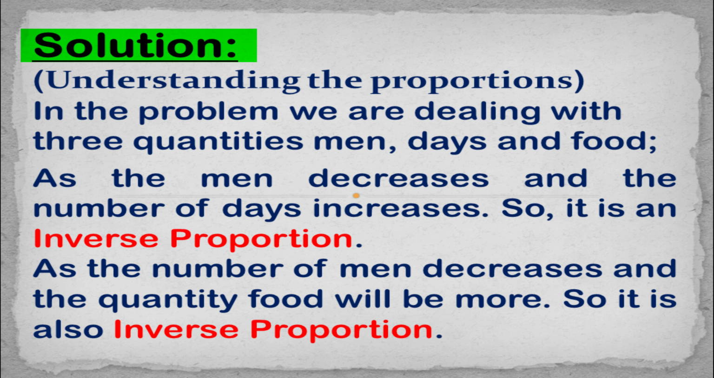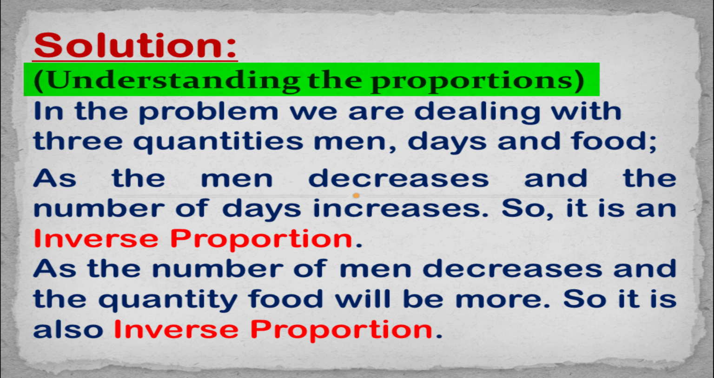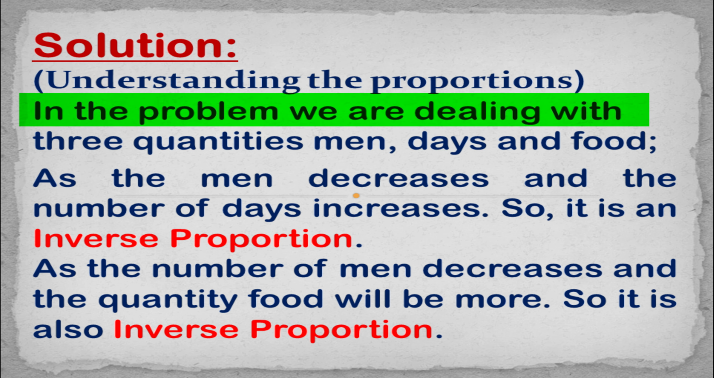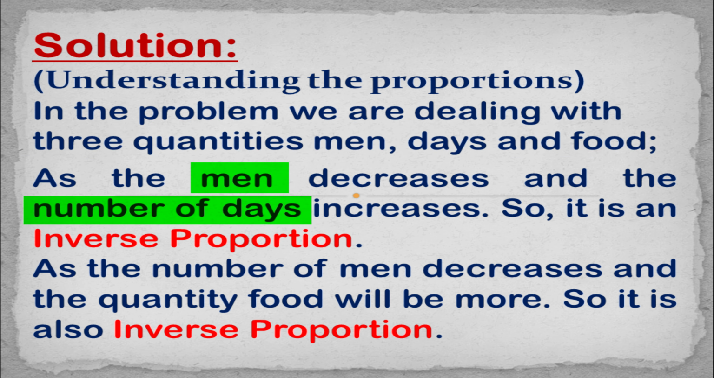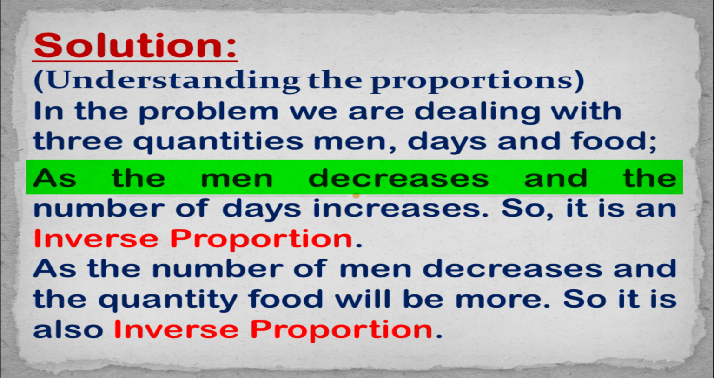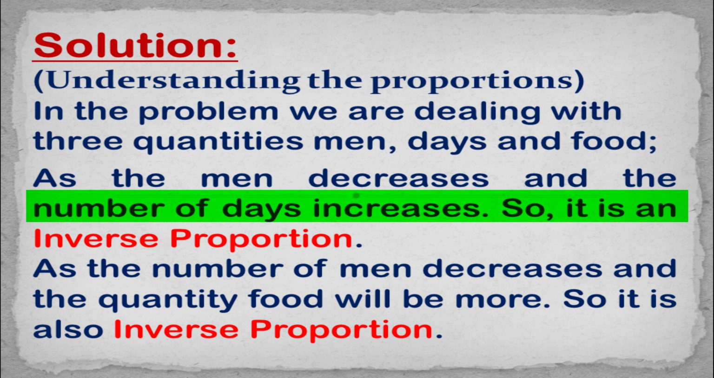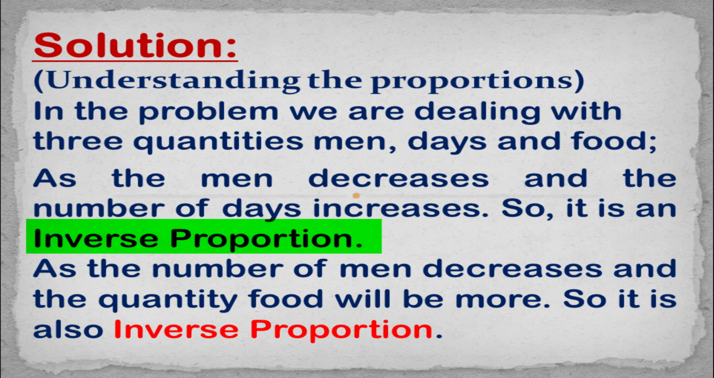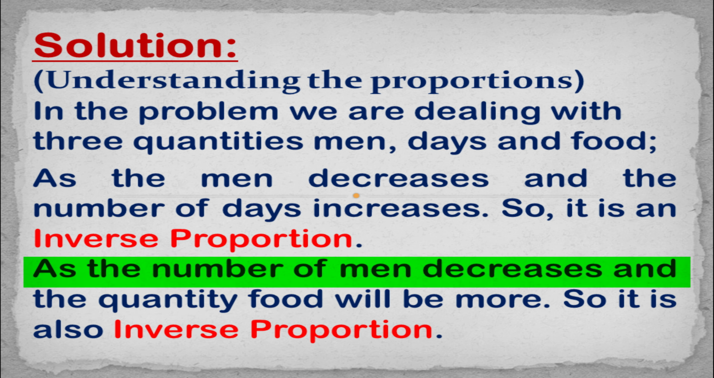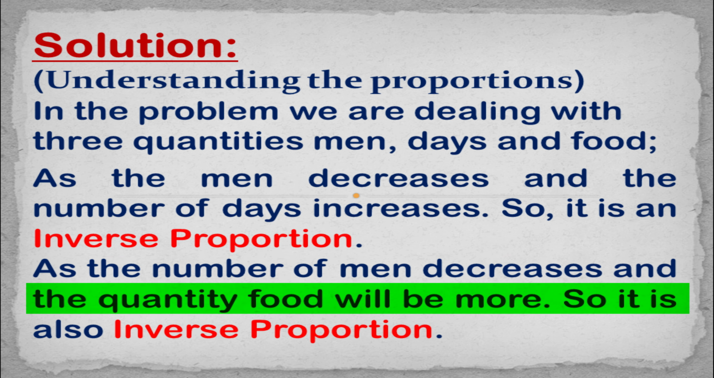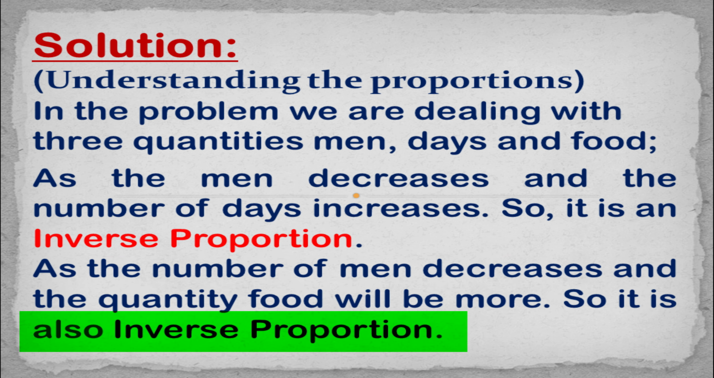Let's start. The solution. Step 2. Understanding the proportions. In the problem we are dealing with 3 quantities: men, days, and food. Proportion between the number of men and days. As the number of men decreases and the number of days increases, so it is an inverse proportion. Proportion between the number of men and food. As the number of men decreases, the quantity of food will be more for them, so it is also inverse proportion.